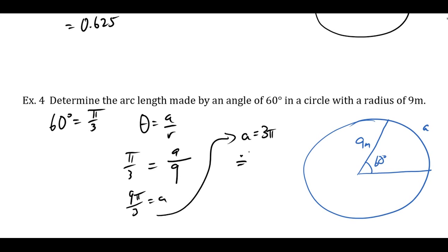which is approximately 9.42 meters. We were finding a length there. That length is just over the radius. Remember I said 1 radian is like 57 degrees. So if it's 60 degrees, it's going to be just a little bit more. Makes sense. Any questions?